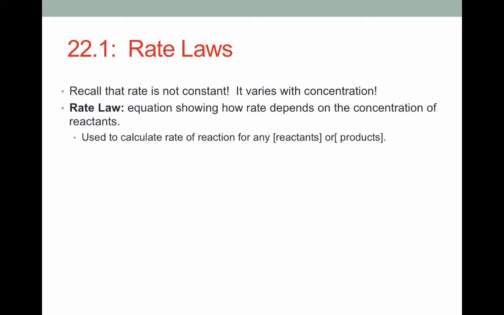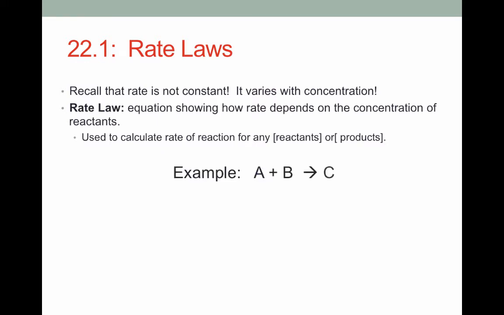This is an equation that shows how the rate of the reaction depends on the concentration of reactants and products. In other words, we can calculate how fast the reaction is going at any point in the reaction if we know the concentration of reactants or products.